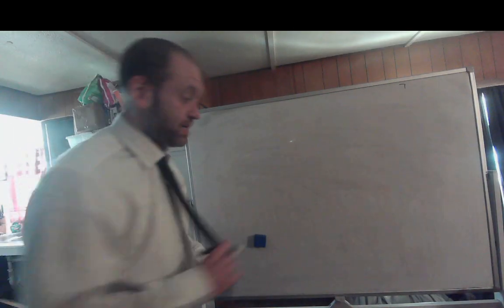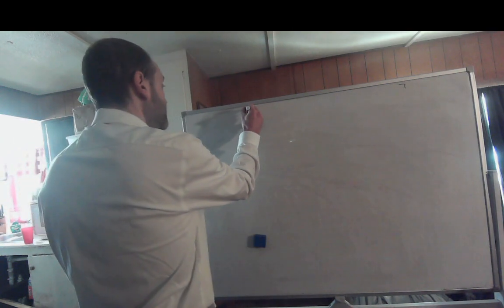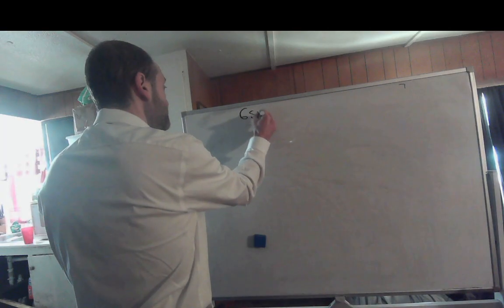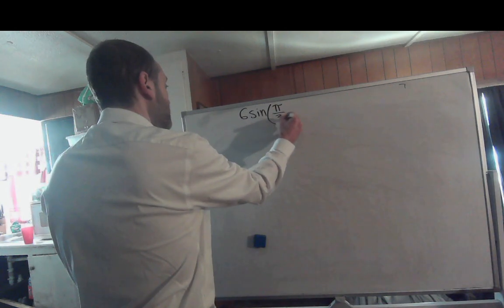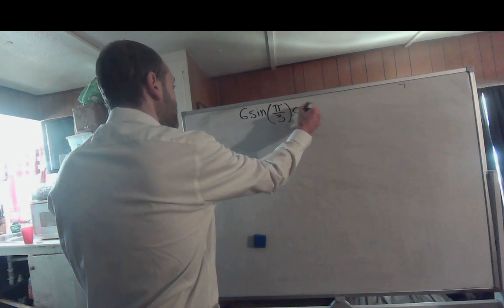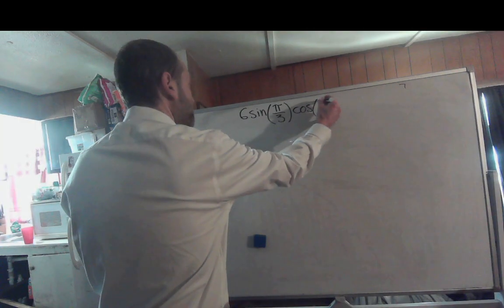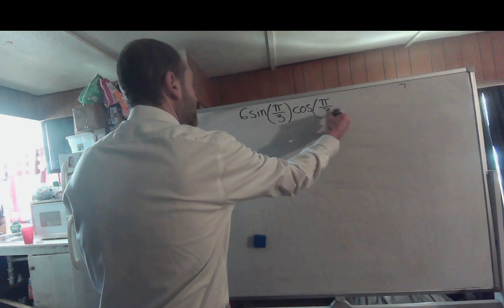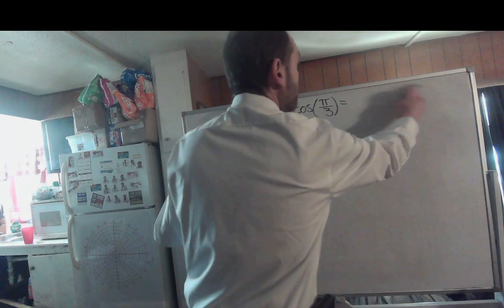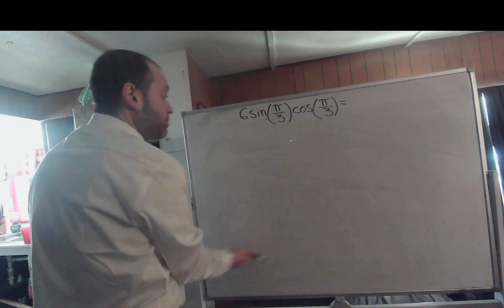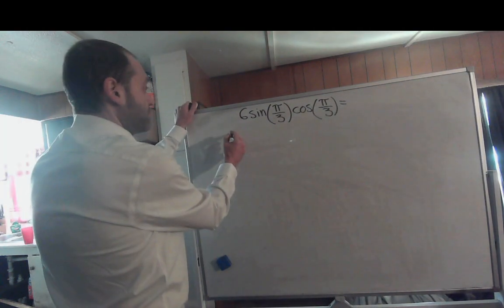Okay. So let's go ahead and do this here. Let's say I have 6 times the sine of pi over 3 times the cosine of pi over 3. Well, yeah, we can go ahead and just input the values. That is certainly true, but I want to show you how the product to sum formulas work.